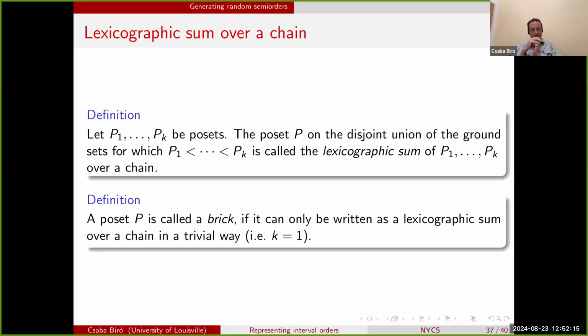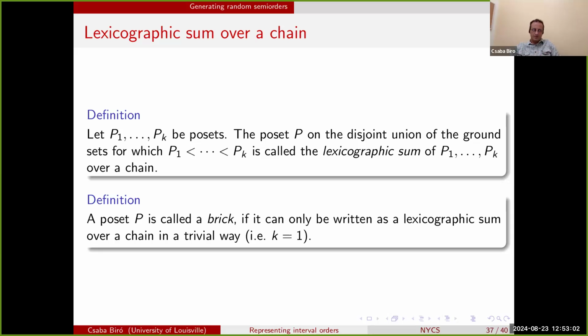So we found some interesting things. First let me give you a definition here. This is general for posets. If you have k posets and you take the disjoint union of the ground sets of these, making sure that ground sets are disjoint, you can construct a new poset by basically placing them on top of each other. So you're going to put down P1, then you copy P2 over P1, and you make every element of P2 greater than every element of P1. And then you copy P3 over the whole thing, and you make every element there greater than every element before. This is a construction that's called a lexicographic sum of these posets over a chain.